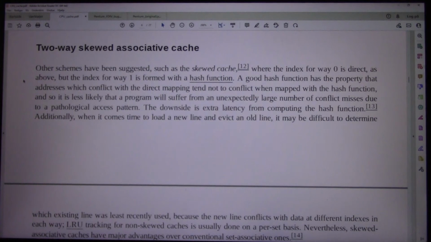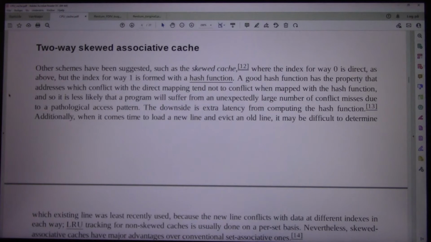Way 0 is direct, but the index for way 1 is formed with a hash function. A good hash function has the property that addresses which conflict with the direct mapping tend not to conflict when mapped with the hash function, and so it is less likely that a program will suffer from an unexpectedly large number of conflict misses due to a pathological access pattern. The downside is extra latency from computing the hash function.